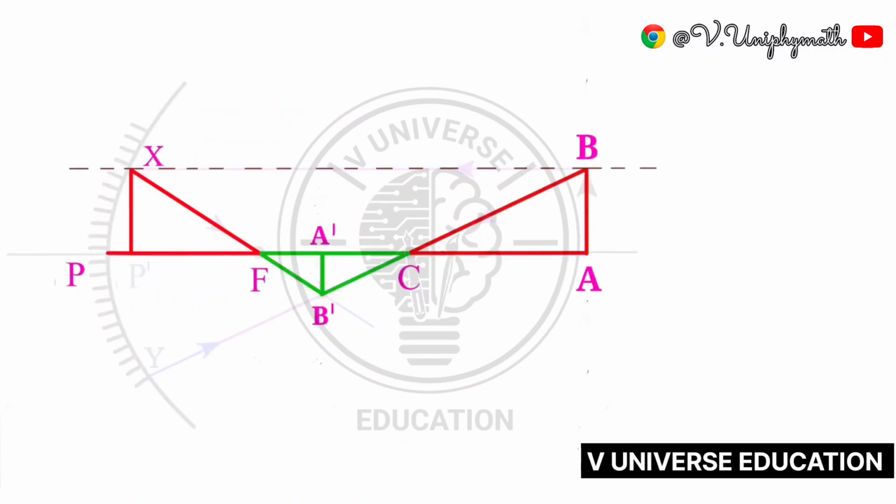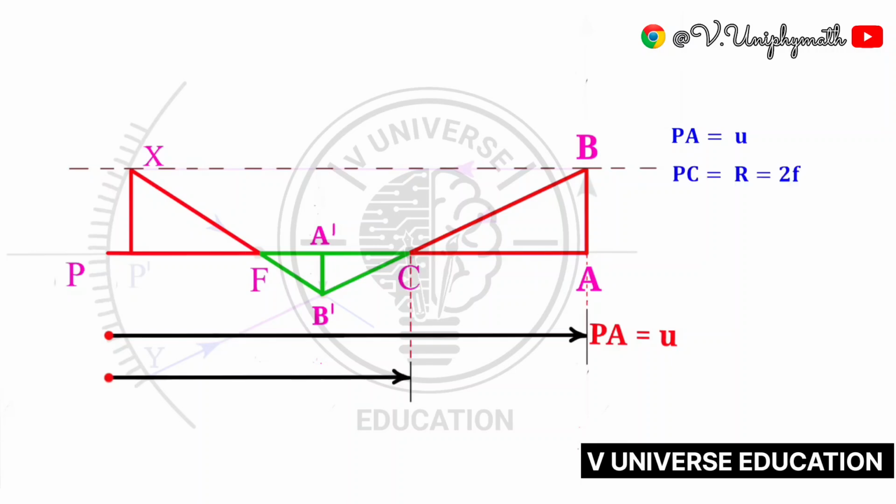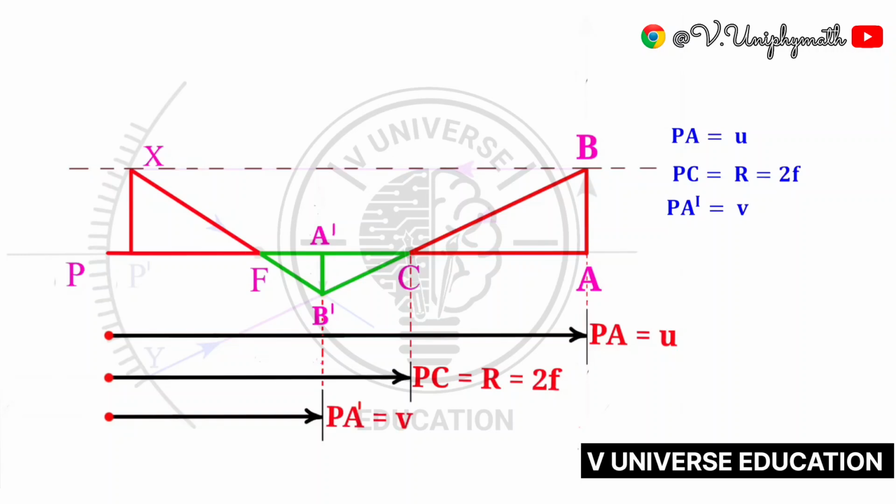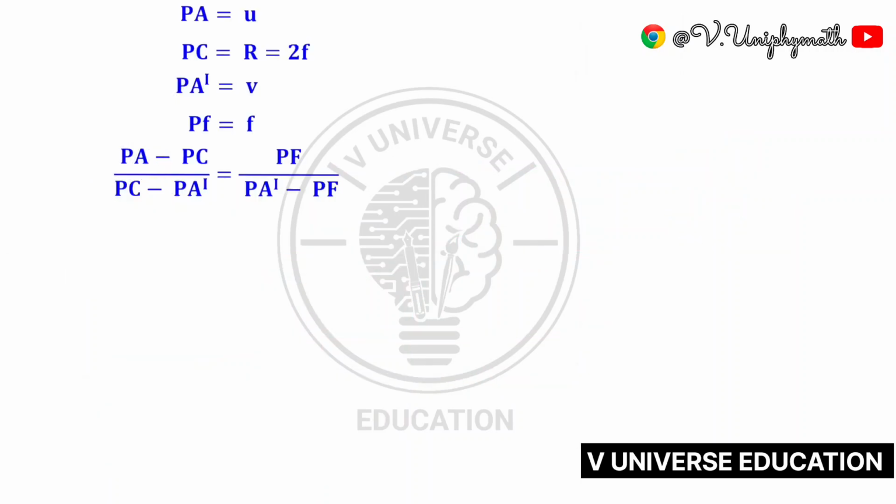Now substitute known terms. PA is u, object distance. PC is R, which is 2f. PA' is v, image distance. PF is f. So the equation becomes u minus 2f by 2f minus v equals f by v minus f.